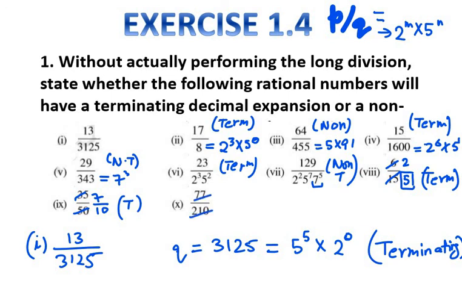Now the 10th part we have is 77 over 210. So it can be simplified first. It is 11 over 30. So we have 30. Factors of 30 are 3 into 5 into 2. So therefore non-terminating because there is one extra factor to it.